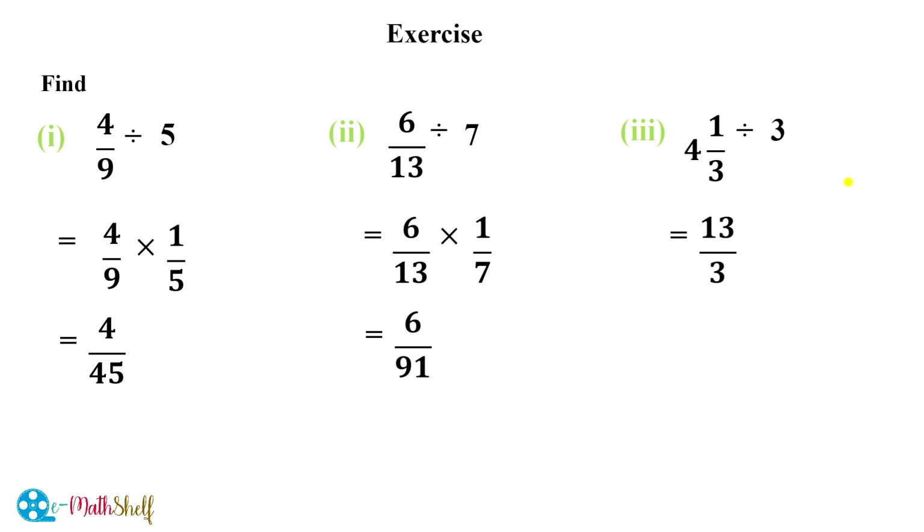So in order to do that, we will convert the division sign into multiplication, and we will take the reciprocal of the divisor, that is, we will take the reciprocal of the whole number 3. We know that the reciprocal of 3 is 1 upon 3. Now we will multiply these two fractions. We know that 13 into 1 is 13 and 3 into 3 is 9. Hence, we obtain the fraction 13 upon 9.